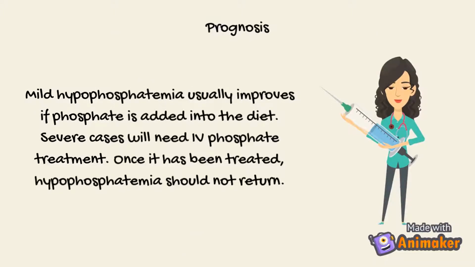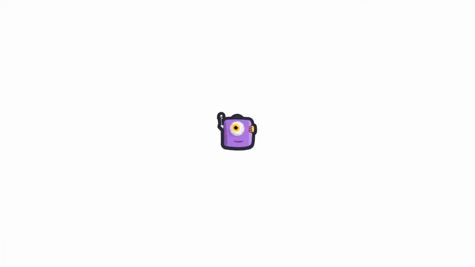Prognosis: mild hypophosphatemia usually improves if phosphate is added into the diet. Severe cases will need IV phosphate treatment. Once it has been treated, hypophosphatemia should not return.